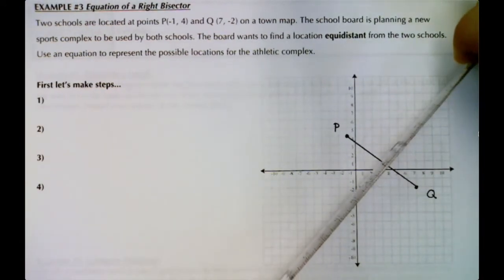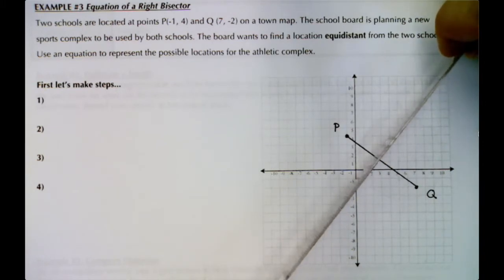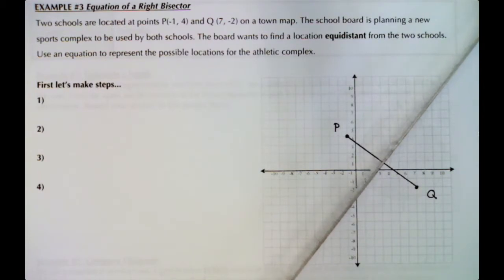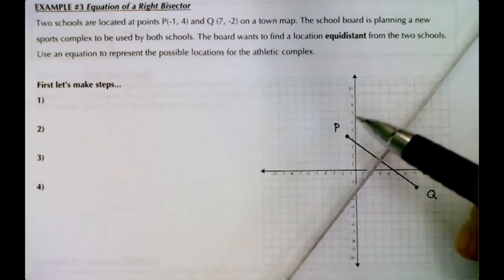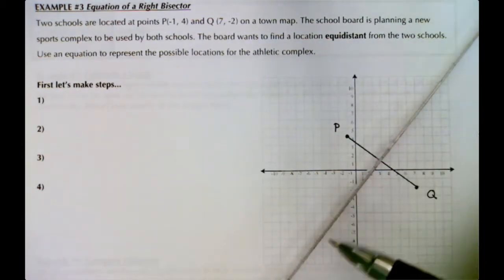If I put my ruler up here, I could maybe go like this. Let's see if that looks good. Yeah, pretty good. Really anything along this line that's perpendicular through the midpoint would be equidistant from P and Q. So like if I pick the point up here, it would be the same distance from here to Q as it would be from here to P. So really anything along this line. And this line's called a right bisector.